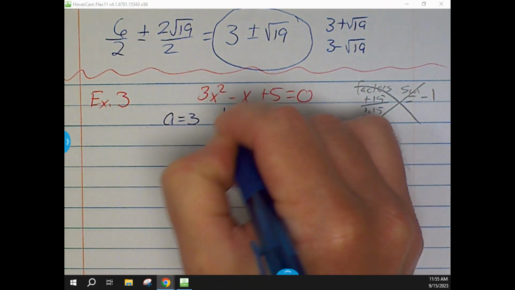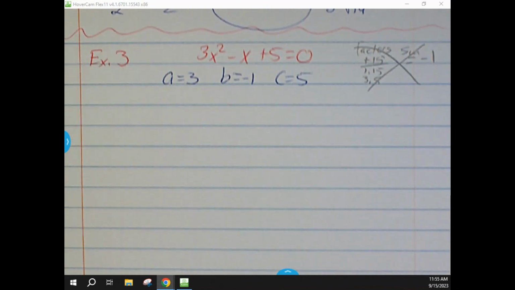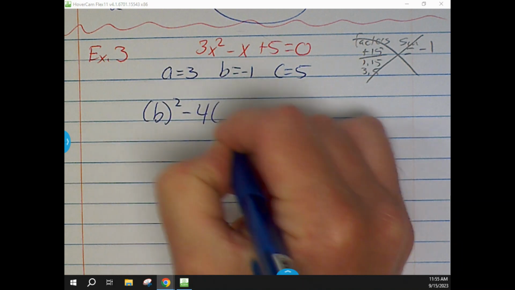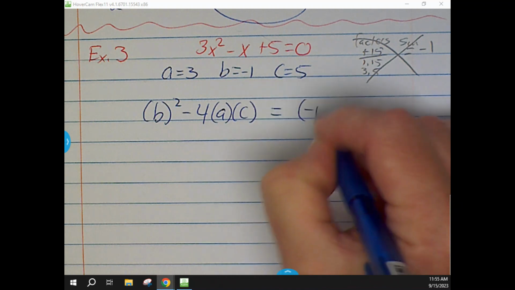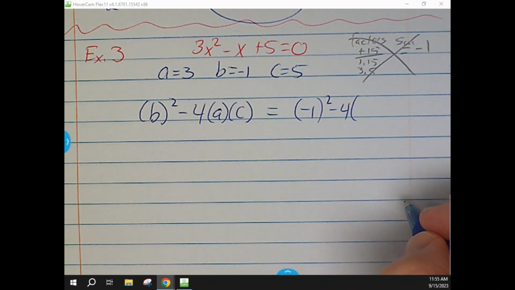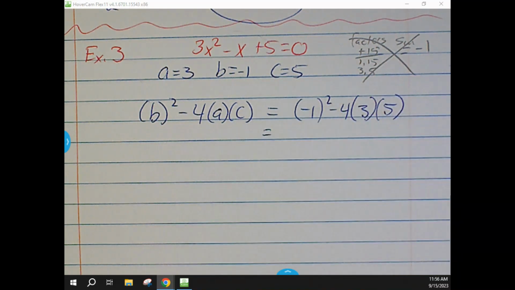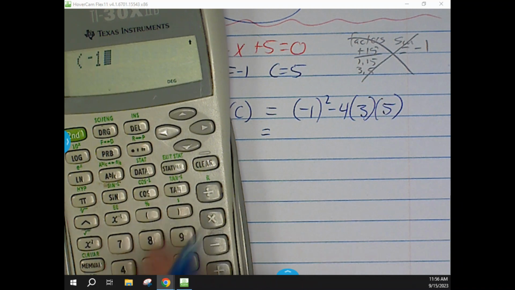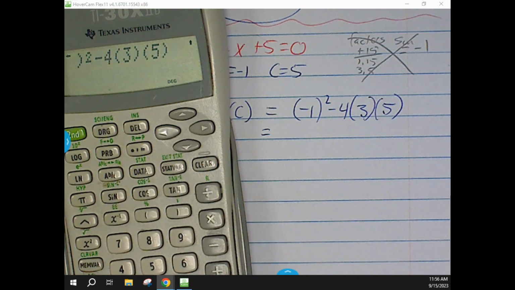So A is 3, B is negative 1, and C is 5. All right, so if we go for the discriminant, it's B squared minus 4 times A times C. So that is negative 1 squared minus 4 times 3 times 5. And checking that one, we get negative 59.